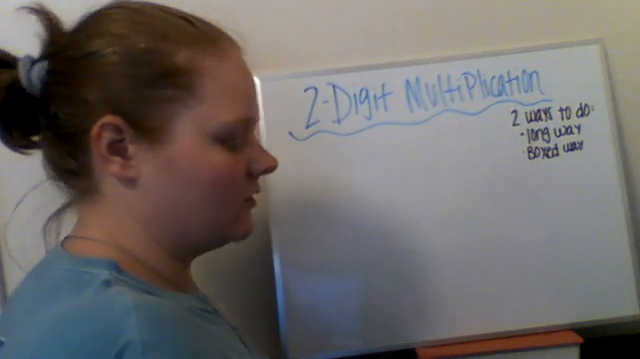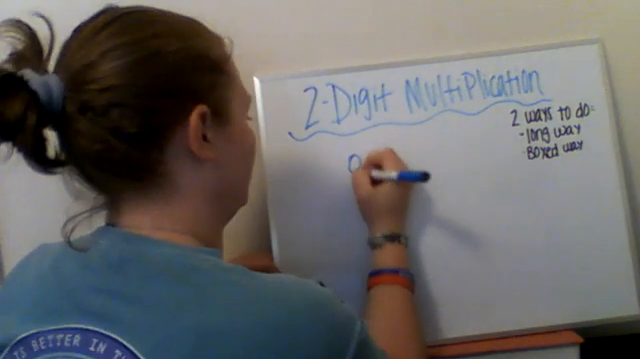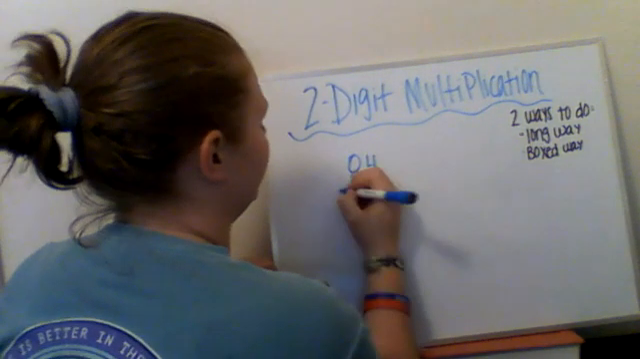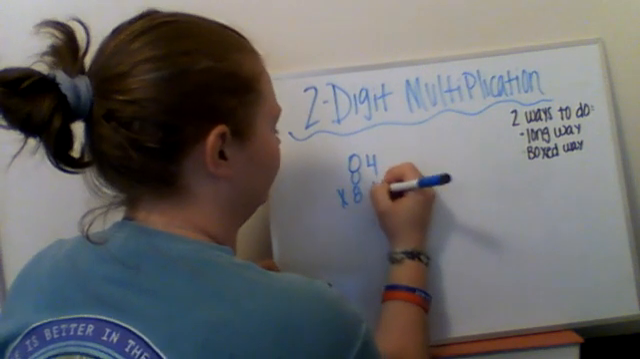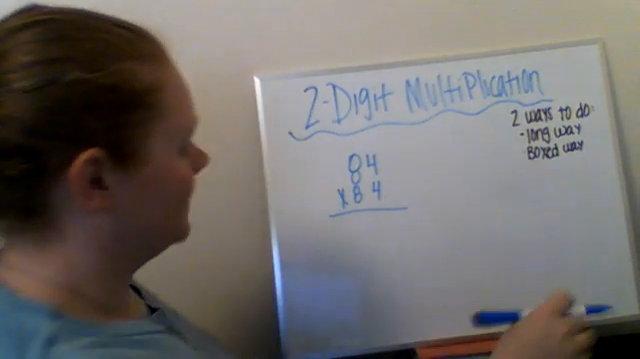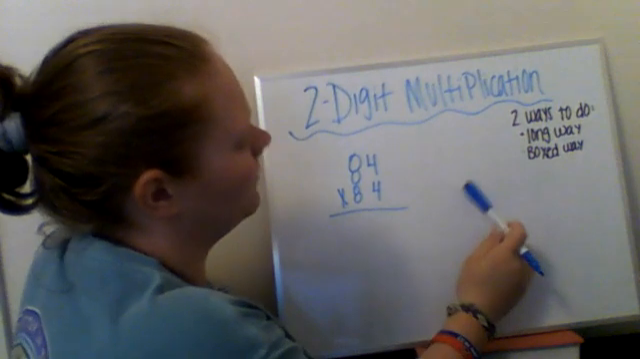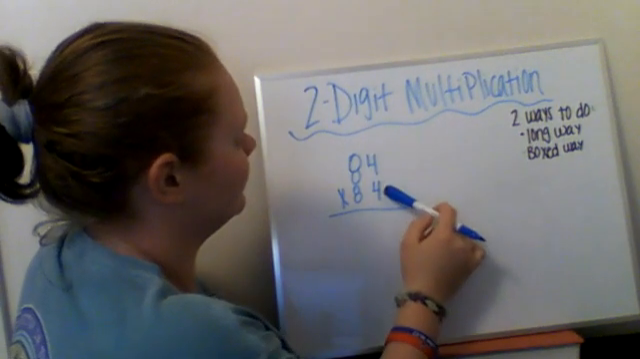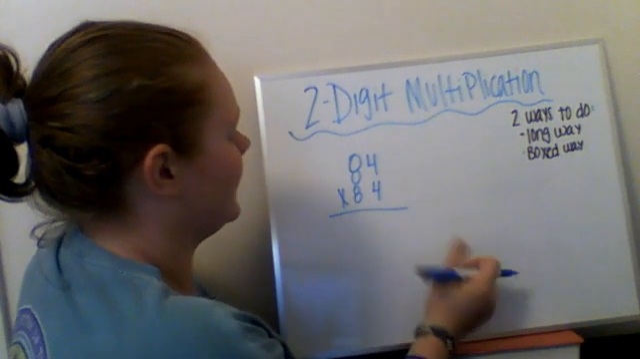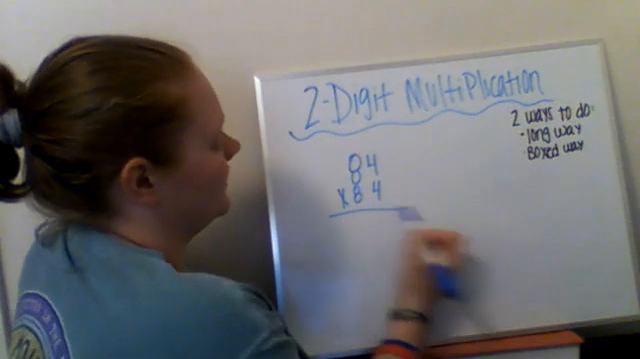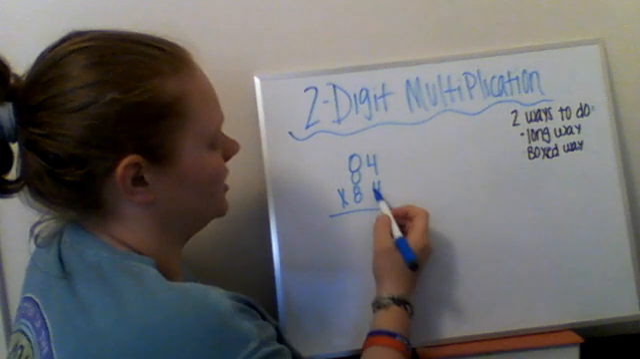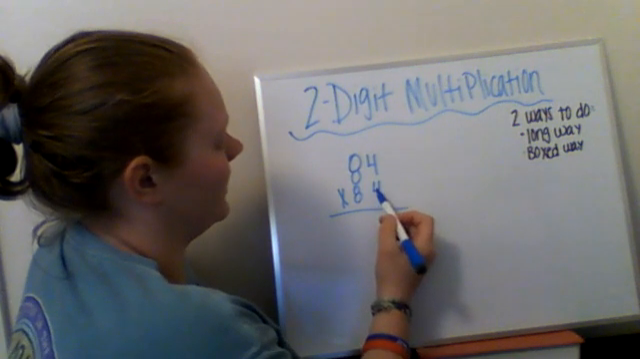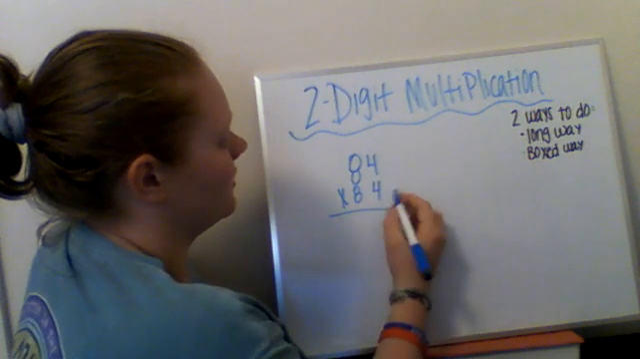So if I gave you the problem 84 times 84. Okay, so in this problem, the two numbers that we're multiplying are 84 times 4 and 84 times 80. Okay, so let's start in our ones place. So I'm going to multiply 84 times 4 right now. So 4 times 4 is 16.